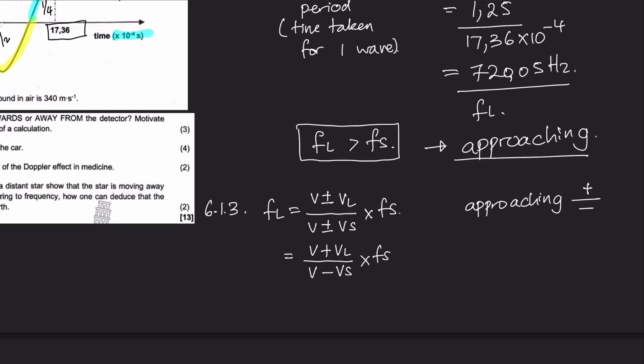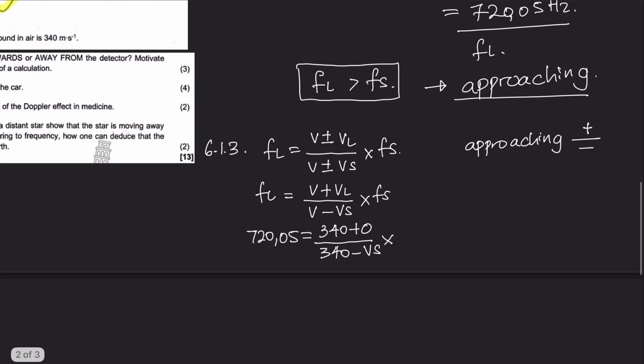Now all we need to do is substitute. We know FL, we worked it out. 720.05 equals 340 was given to us, plus VL, the listener is stationary, so 0, divided by 340 minus Vs, that's what we want, times Fs was given to us, 650. And then you solve, you're going to get Vs is equal to 33.06 meters per second.